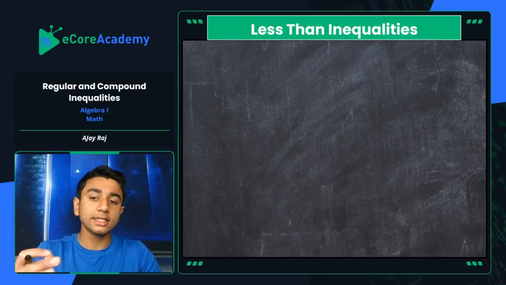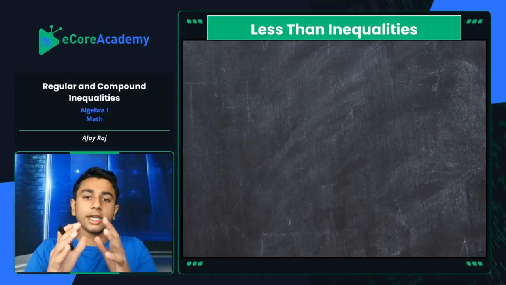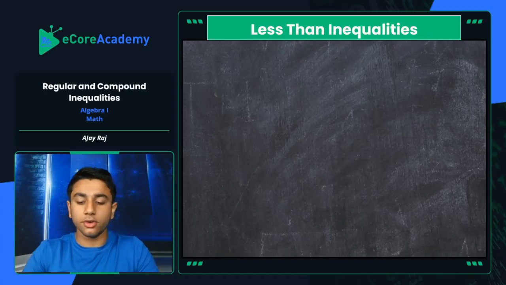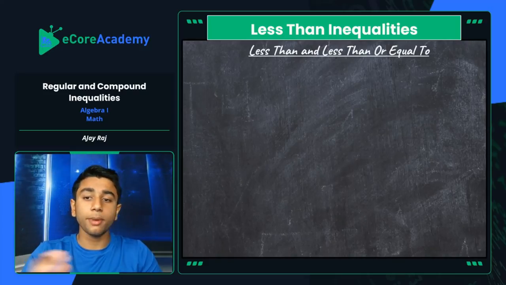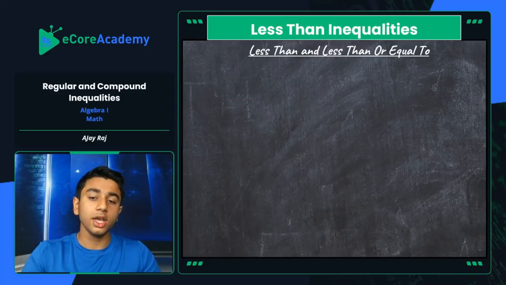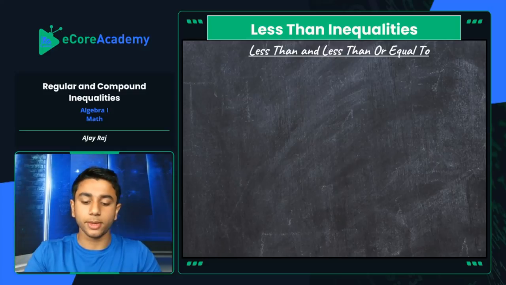Now, moving on to our less than inequalities. These are inequalities that show how exactly one value is less than another, how to represent that, and how exactly you'd graph that. There are two possibilities for less than inequalities. You can have a value that is less than another value. You can have a value that is less than or equal to, and I'll show you exactly how that formats.